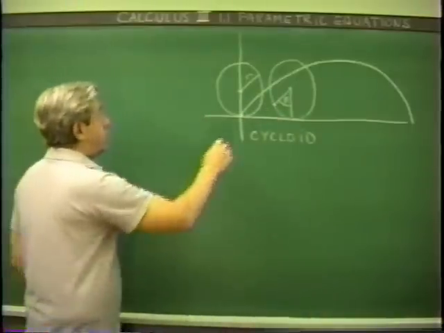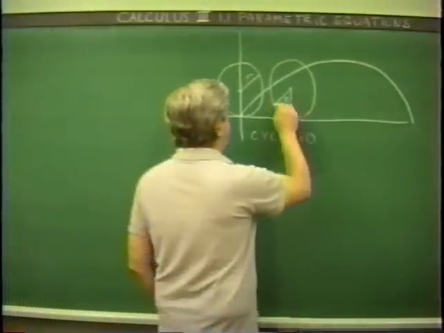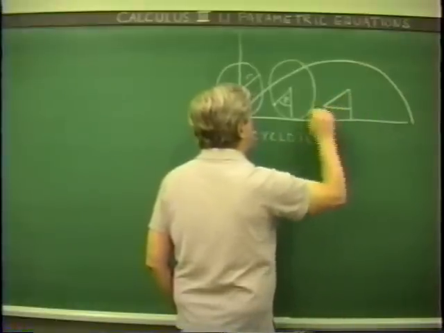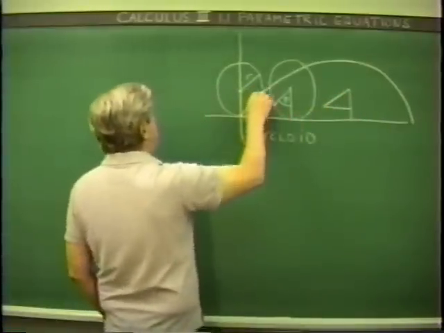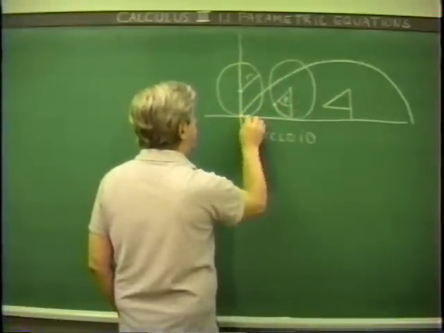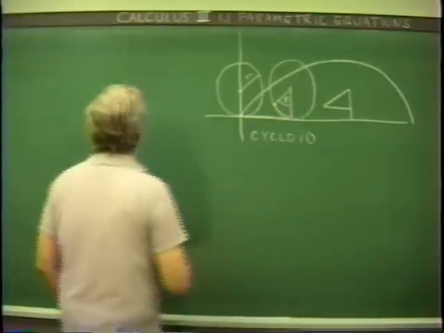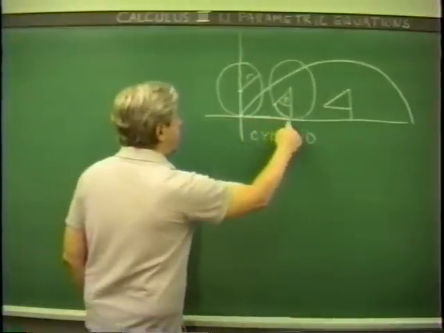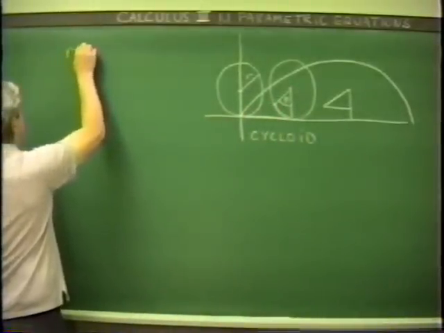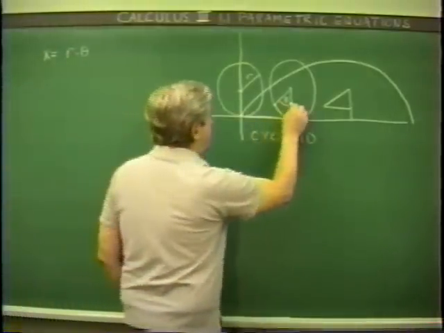We want the position of this point here in terms of the variable theta, or parameter theta. What we've got here is a triangle, right? If this is a circle of radius r, then this amount that's been rolled out here is the same as this amount over here. That's why I say the picture is a little bit illusory. This is the quantity r times theta. So the x position of the center is going to be r times theta, less this amount over here.